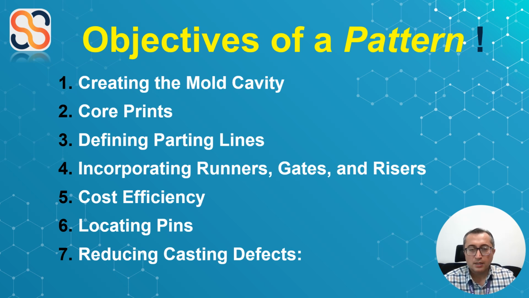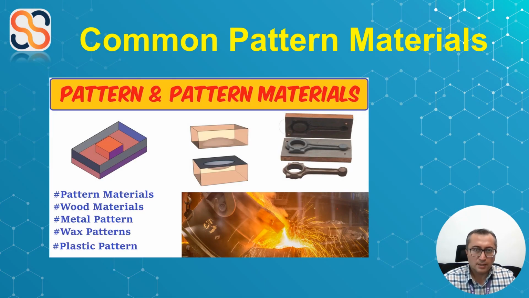So, in general, patterns are usually made in a pattern making shop or factory. Having a good design and the right materials for the pattern can significantly decrease the cost of the final castings. Right. The common materials used for making patterns include wood, metal, plastic, plaster, wax, and mercury. So let's dive into some important materials.